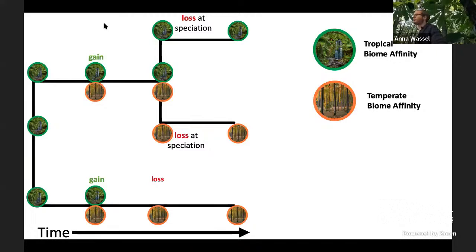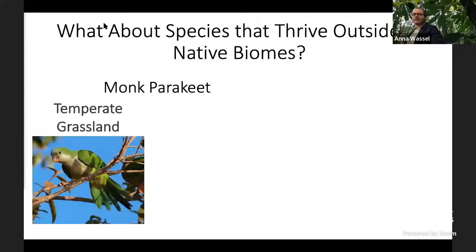However, one challenge with a lot of this is we're going off of what we observe here. This is what dictates most of what we understand about biome affinities. We see where they are, we identify those as the biome affinities, and then we go from there reconstructing back. But we have a lot of instances where we see species that thrive outside of their native biome.